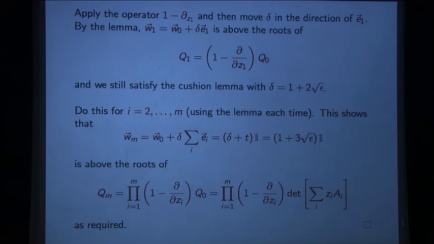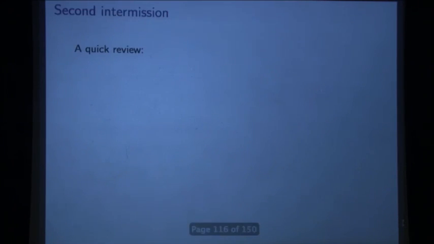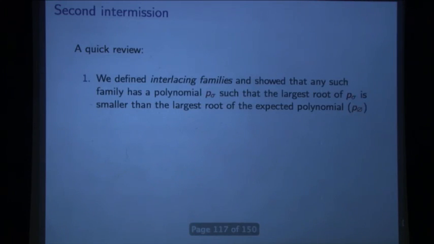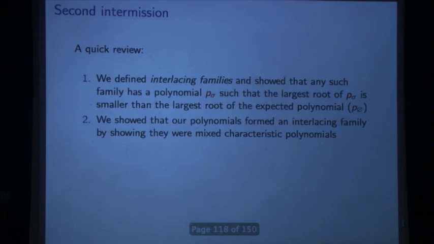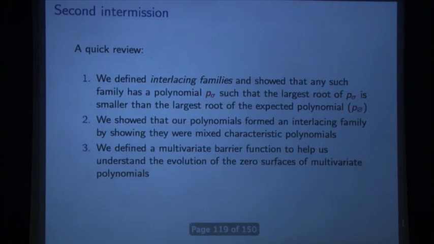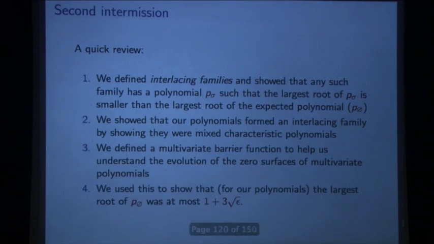And so in particular, I'm above the roots as required. OK, so second intermission, a quick review. What have we done? We defined interlacing families and showed that any such family has a nice polynomial that's better than the expected polynomial. We showed that our polynomial formed an interlacing family by showing they were mixed characteristic polynomials. Then we defined a multivariate barrier function to help us understand the evolution of the zero surfaces of multivariate polynomials.